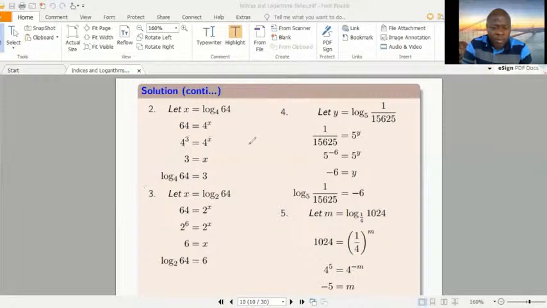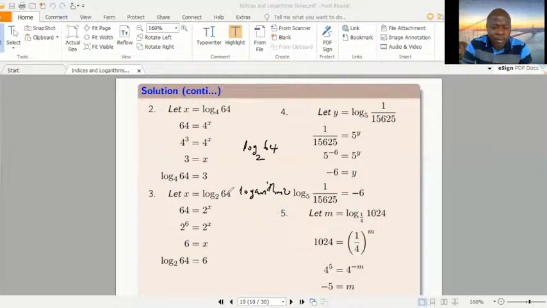The other one was that we were to find the log of 64 to base 2. So I say let it be x. Let x be that. It is in logarithmic form. Now write it in index form.